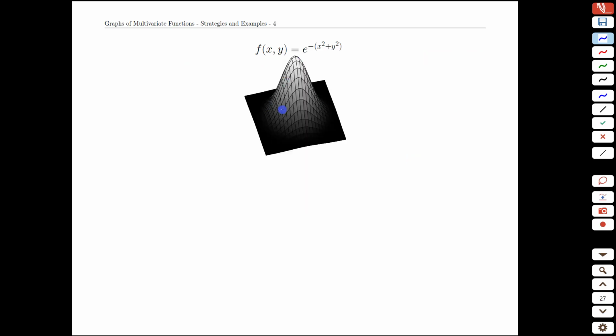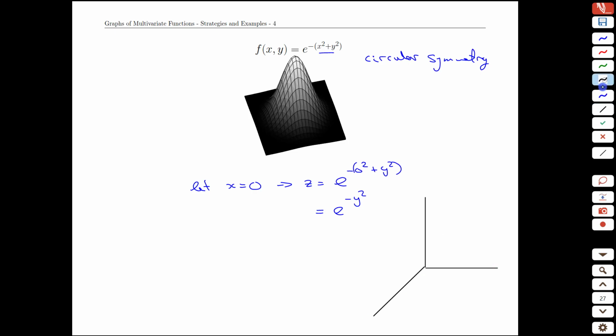In this example here, we see a similar kind of scenario. We have the x squared plus y squared, which indicates, again, circular symmetry. And we can do the same game once we've done that, letting x equals 0. If we do that, our function is going to be e to the negative 0 squared plus y squared. And that is e to the negative y squared.